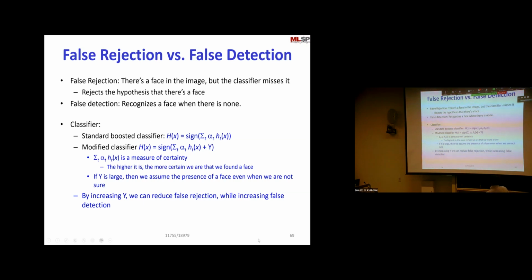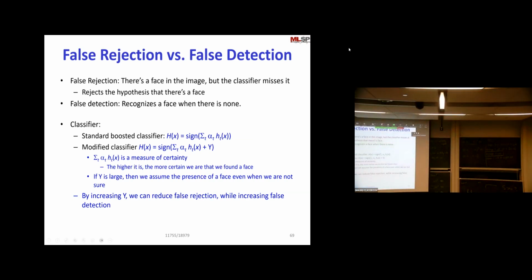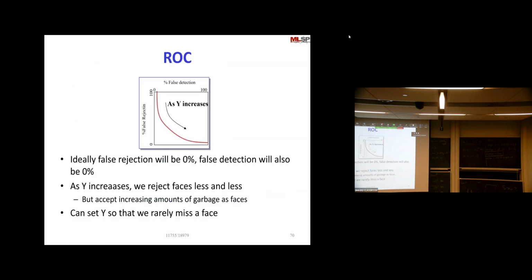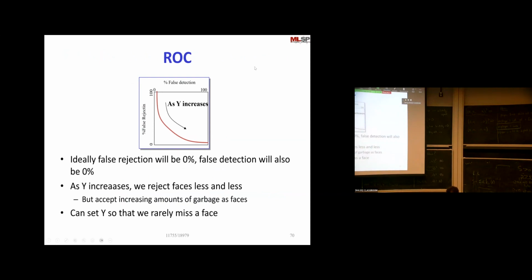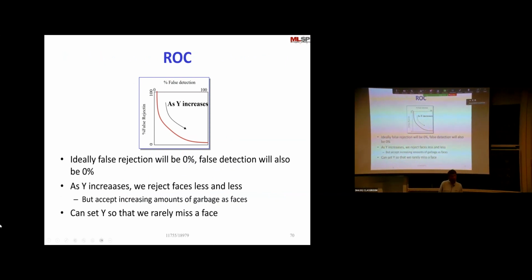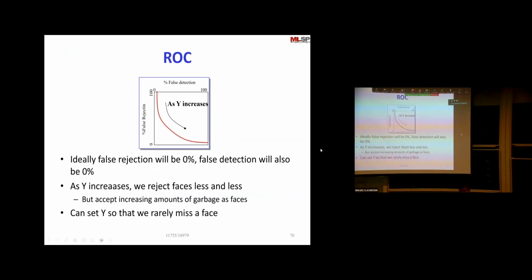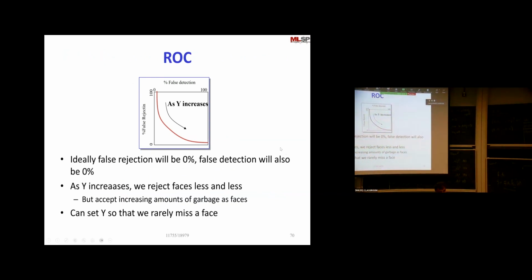So here I'm calling this Y. I can just change my threshold, and by changing the threshold, I can decide whether I'm accepting more faces or being more conservative in accepting faces. So what will happen is that you're going to get what is called a receiver operating characteristic. The classifier is going to give you a score, and for any score, there's a false rejection rate. False rejection rate is what fraction of faces are being rejected as being not faces. You want that to be 0, right?